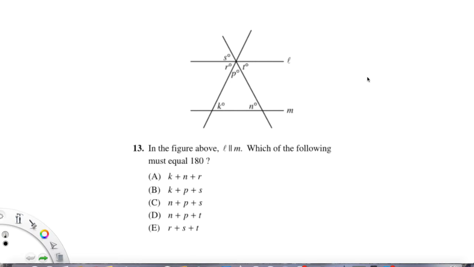Today we're going to be taking a look at this geometry question sent to us by Megan. Megan wanted to know if there was an easier way to do this question than the way she had initially done it. So let's take a look.